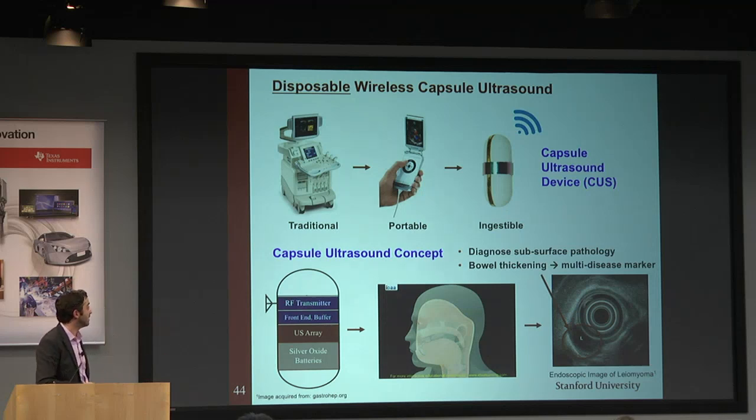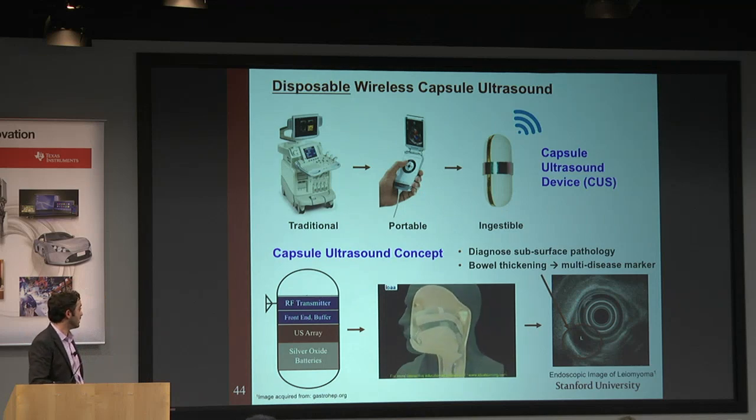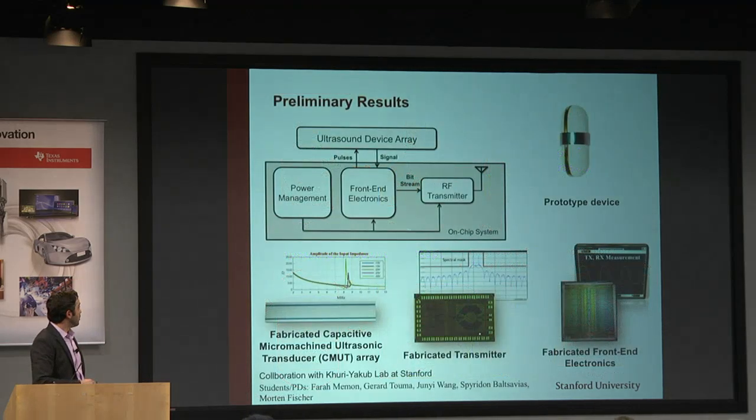And this is showing the GI tract. So what is the system? The first system we're designing has 3 parts. We designed the array, the front-end electronics, and the RF transmitter.